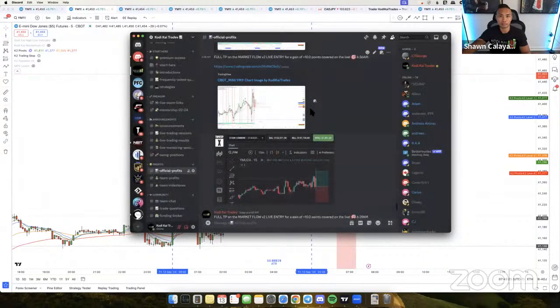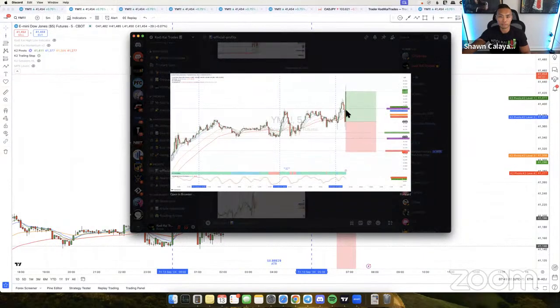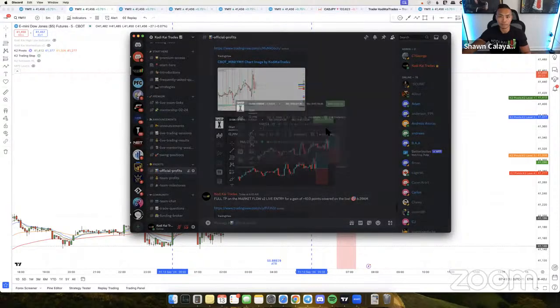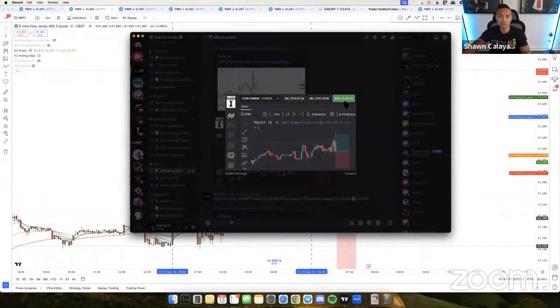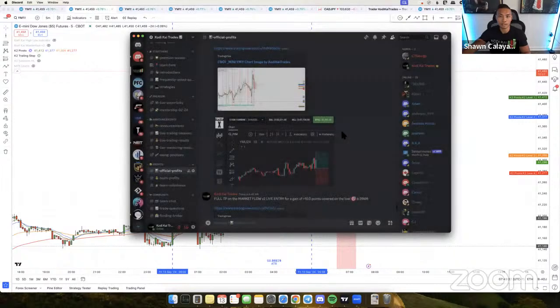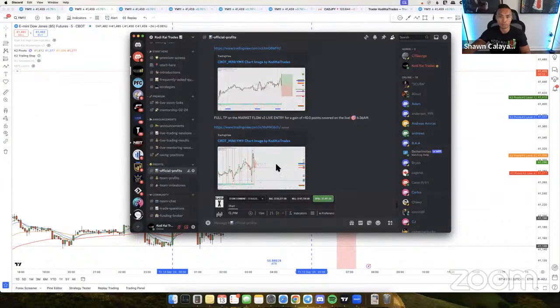I took this right here, the breakout. There's a slight pullback, shot straight to TP. I took it on my top step right here. I locked in 1,491, full TP on that one. And then I took this trade right here, right after, which is a market flow V2. That was a full TP for 10 points.